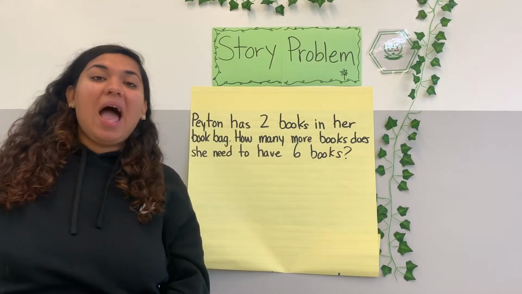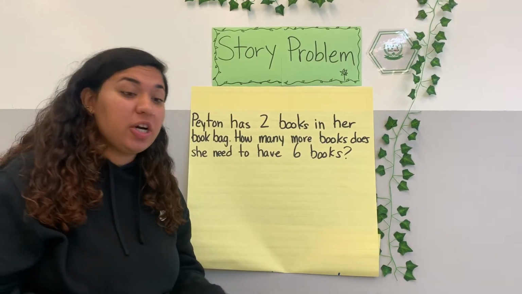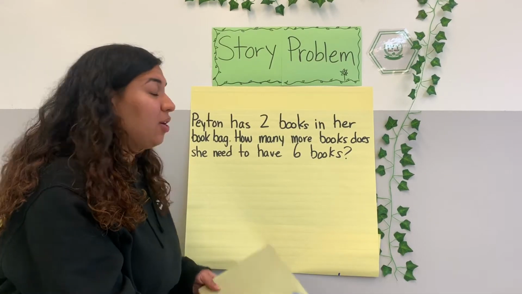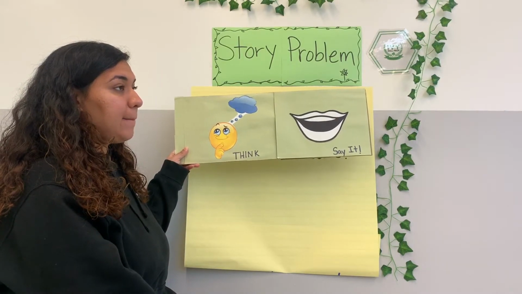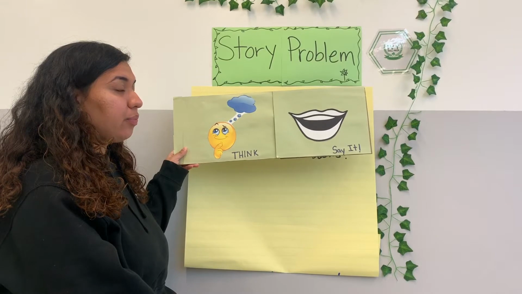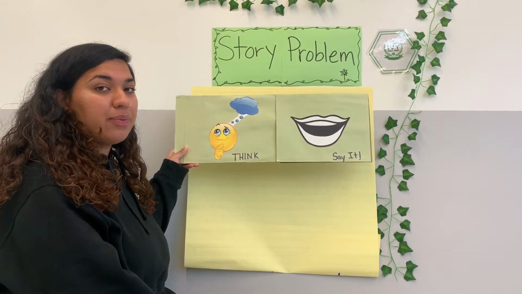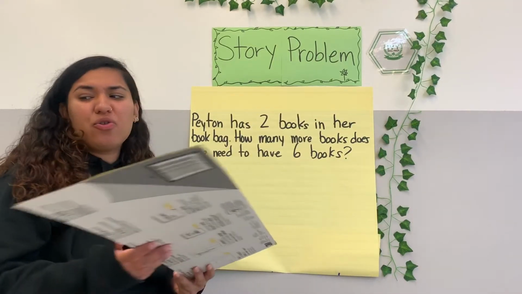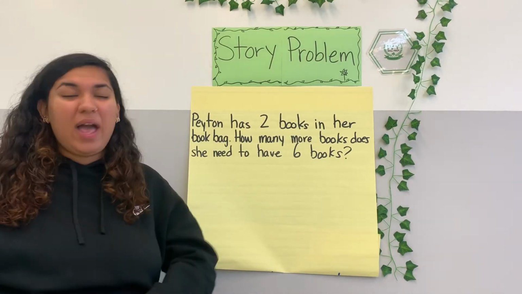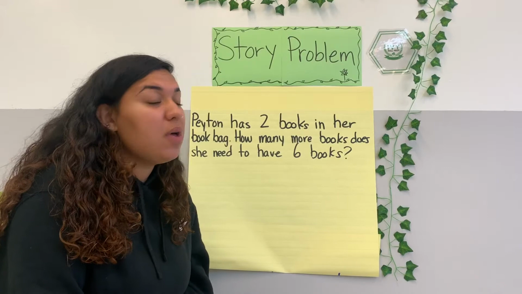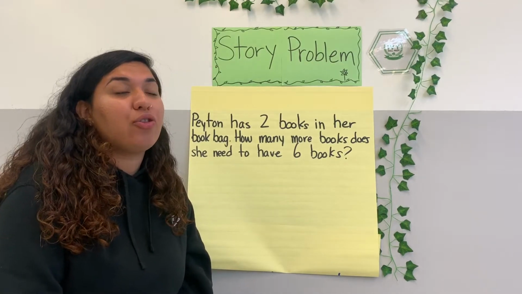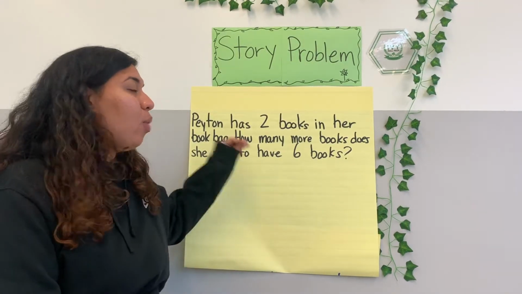All right, friends, I said the story problem. Now it's your turn to think about it and say it. Go. Good. That was some great retelling. And now let's go ahead. We thought about it, we said it, and now it's time to solve. So as I said before, we're thinking about 3 questions, and let's think about them one at a time.